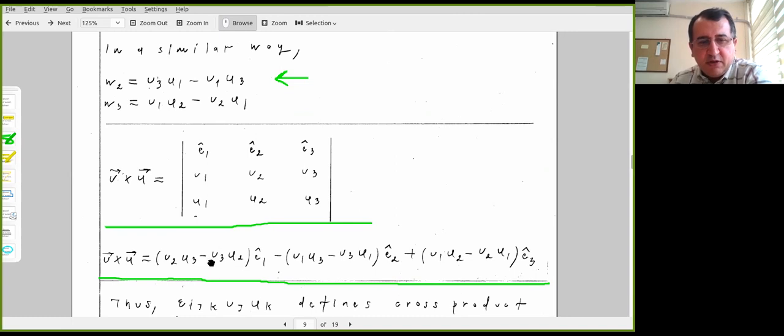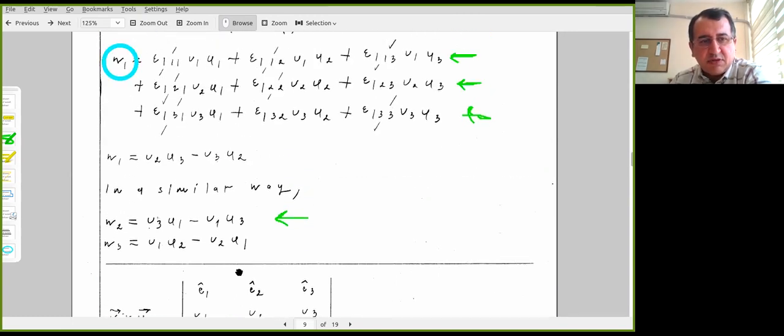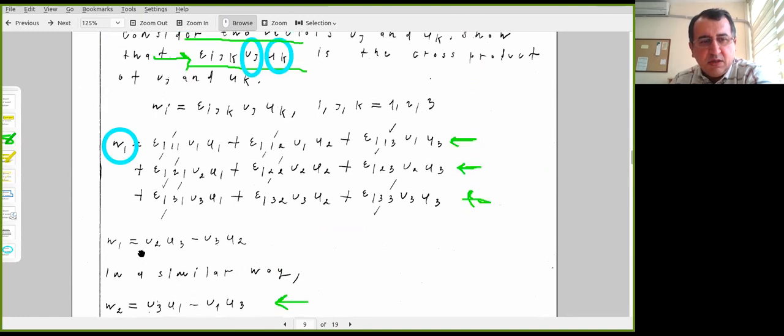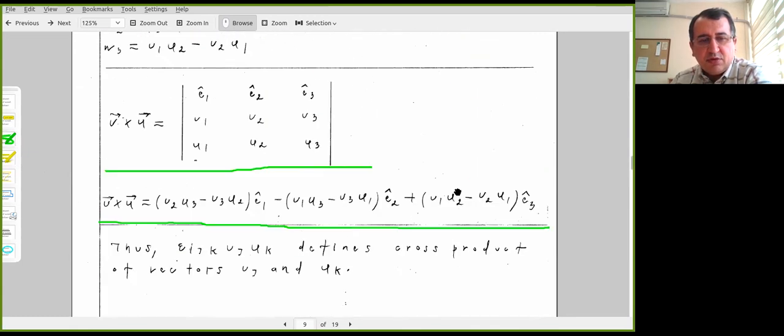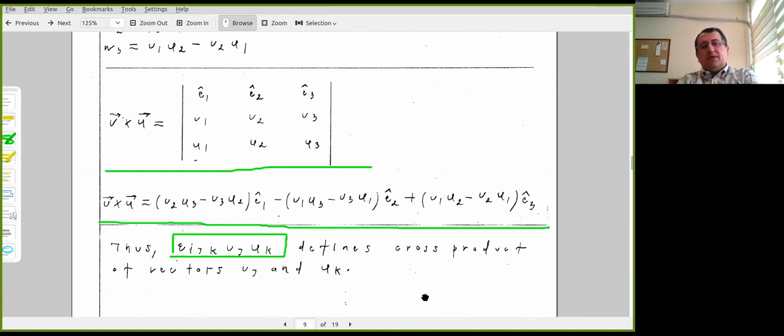The first component of this vector, U2 V3 minus U3 V2, we get the same result from index notation. Second term, third term. Thus, whenever we need a cross product operation, we have to refer to this notation or this presentation.